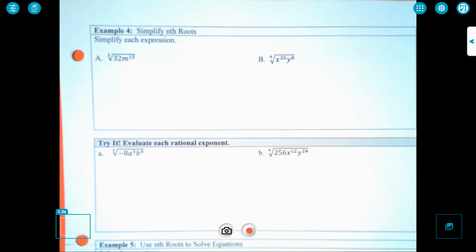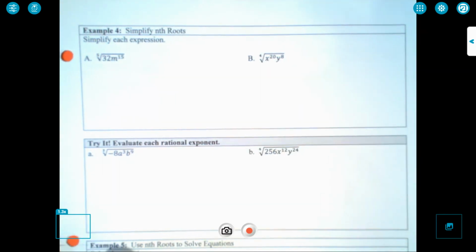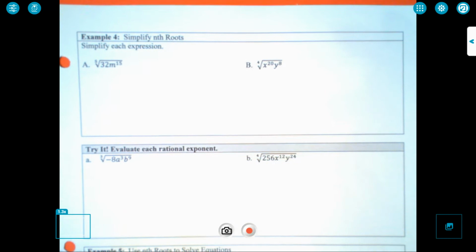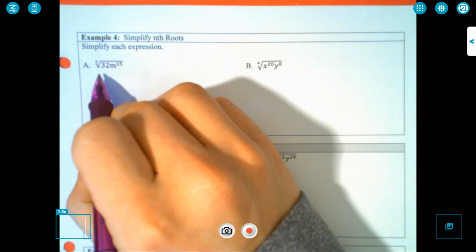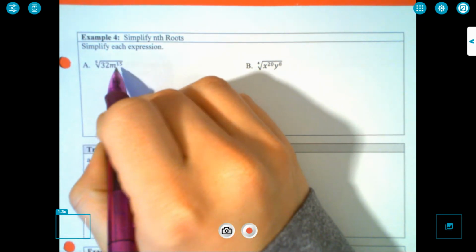Example 4 in section 5.1 is the example that every single year gives people the most difficulty. It's really important to pay attention to this, and if you have issues in class, make sure you ask. All right, so we've got the fifth root of 32 m to the 15.